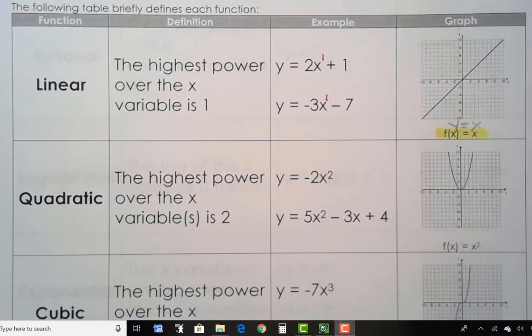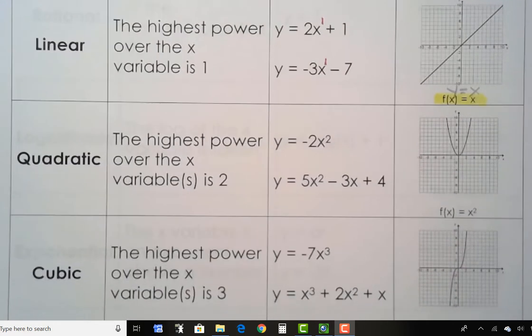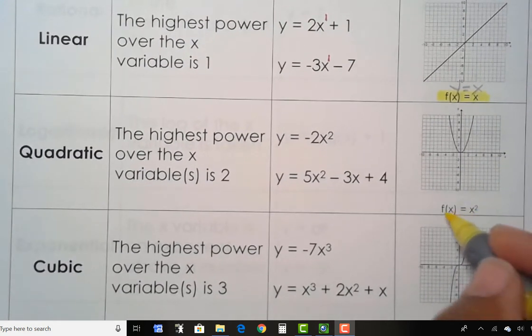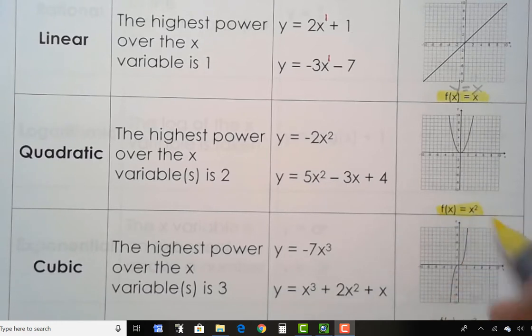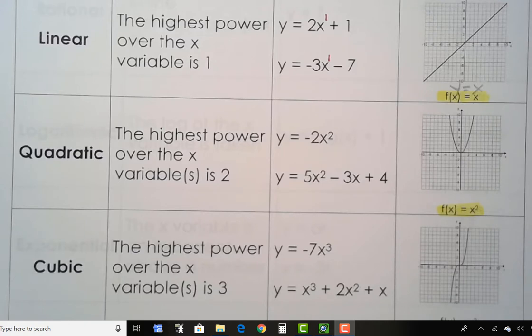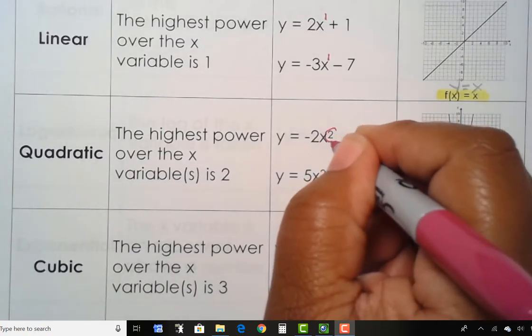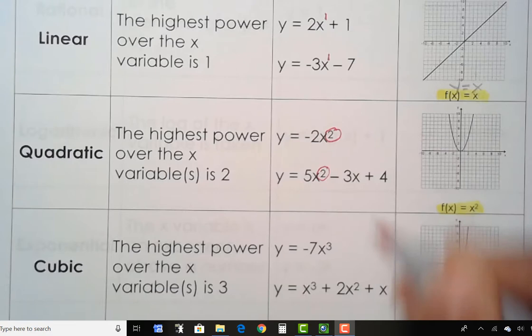Quadratic. For a quadratic function, the highest power of the x variable is 2. Here's the parent function: f of x is equal to x squared. That's the original start of the function, and you will know when it's quadratic because the highest power is 2.